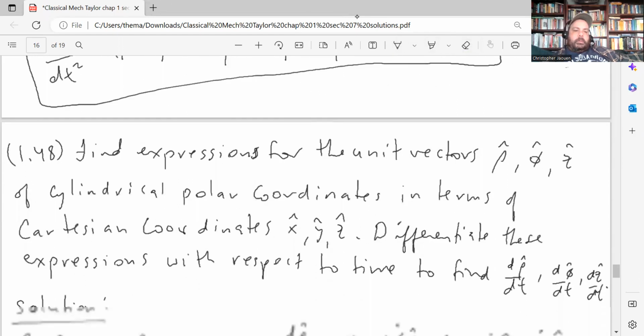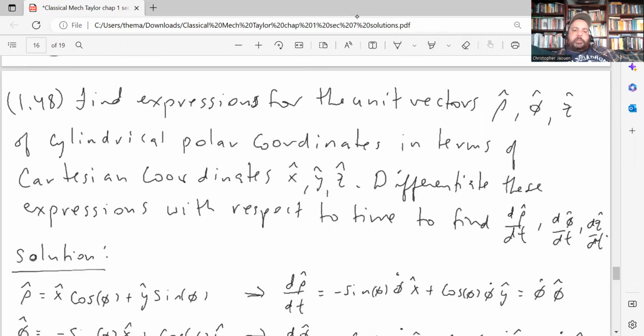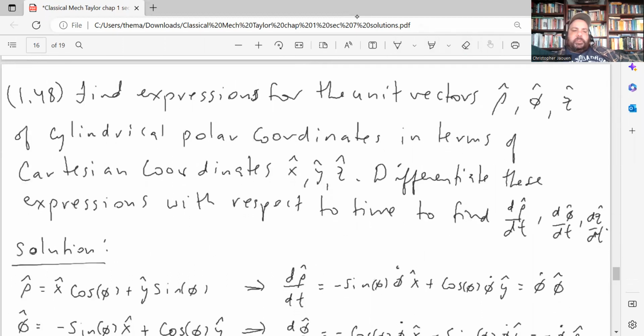All right, 1.48: find expressions for the unit vectors rho hat, phi hat, z hat of cylindrical polar coordinates in terms of Cartesian coordinates x hat, y hat, z hat. Differentiate these expressions with respect to time to find their derivatives. So here he just wants us to do it another way, which I'm doing here.